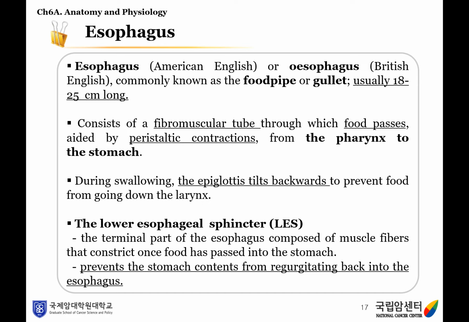During swallowing, the epiglottis tilts backwards to prevent food from going down the larynx. And there is an important structure called the lower esophageal sphincter, abbreviated LES. This is the terminal part of the esophagus, which is composed of muscle fibers that constrict once food has passed into the stomach. This prevents the stomach contents from regurgitating back into the esophagus.